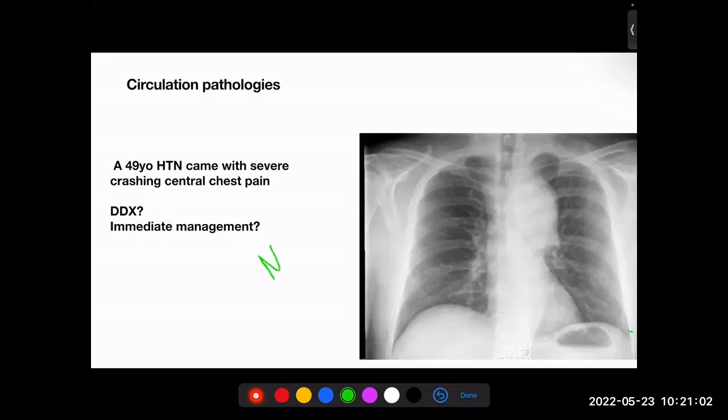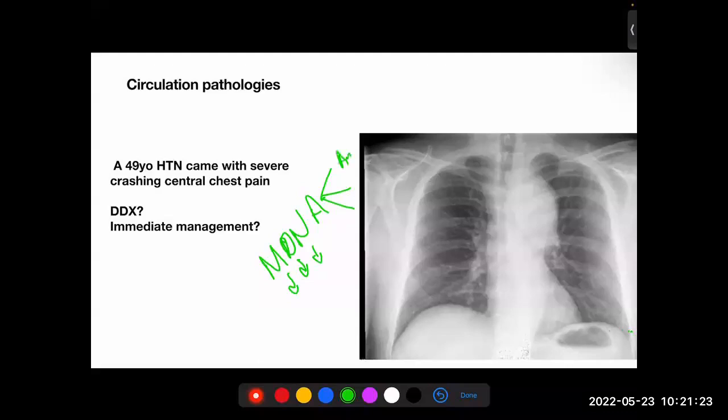When you talk about MI, what are the things we talk about? MONA. What is MONA? Morphine. Oxygen. Nitrates. What are the A's? Aspirin. Antiplatelets. Anticoagulant. What else?